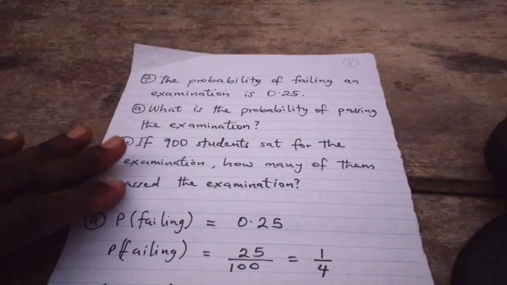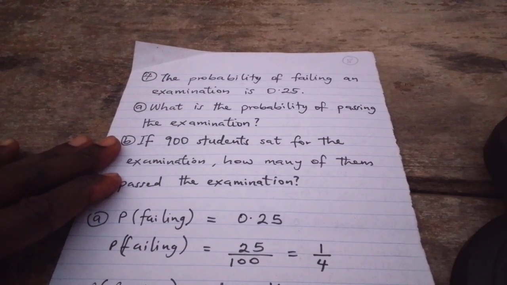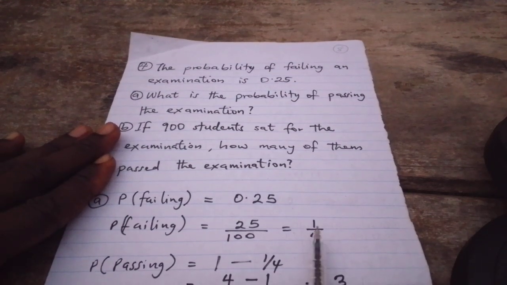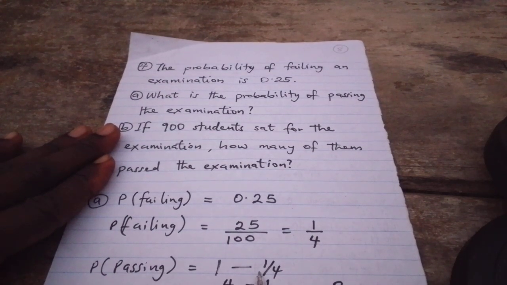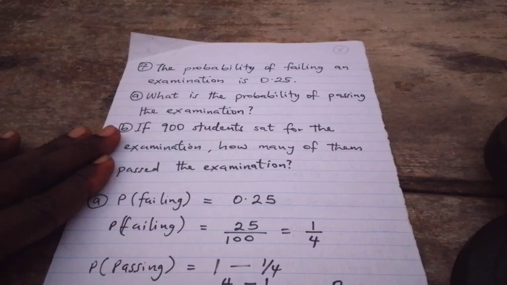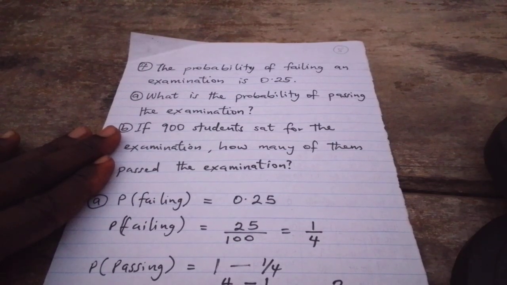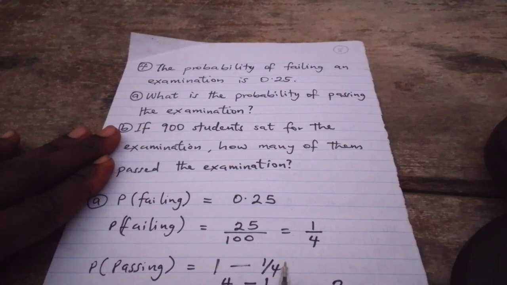So to be able to get the probability of passing, you are going to take the whole event to be what? One whole number. And you subtract the probability of failing from one whole number. So it will be what? 1 minus 1 over 4. Because it's either somebody passes or fails, you have been given the probability of failing, which is 1 over 4. So the right thing for you to do is to take the whole probability to be 1, then you subtract the probability of failing from one whole number. So that will be 1 minus 1 over 4.